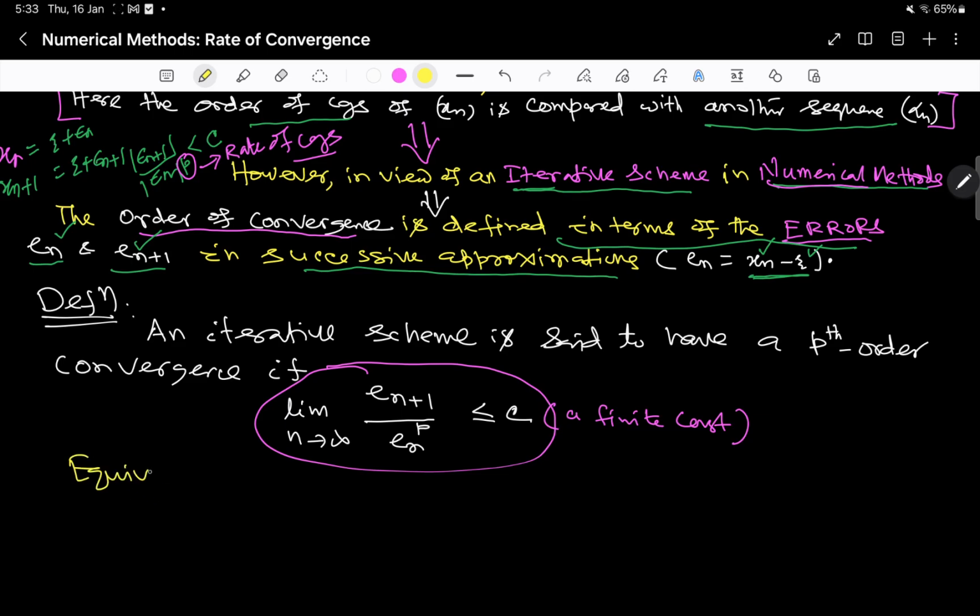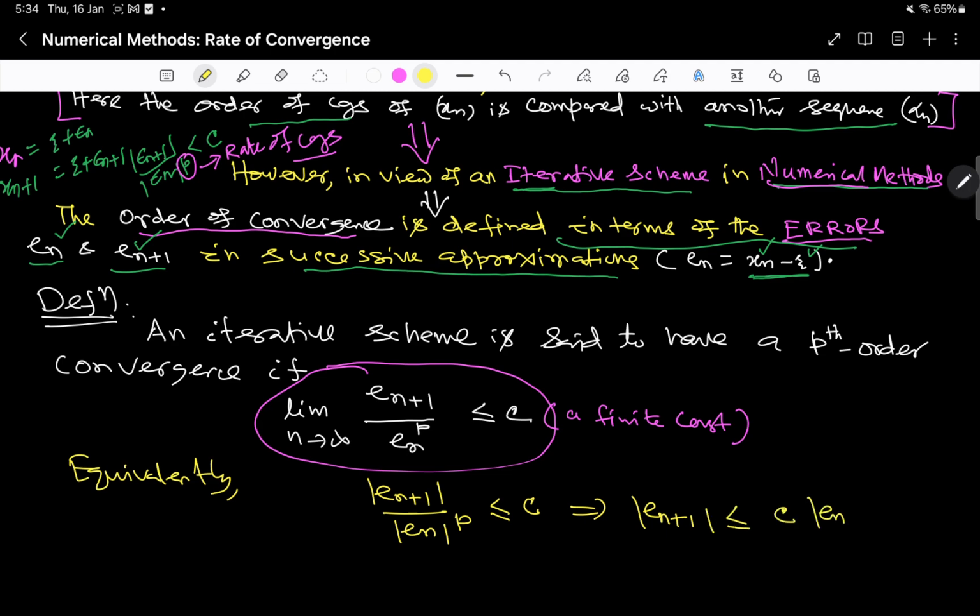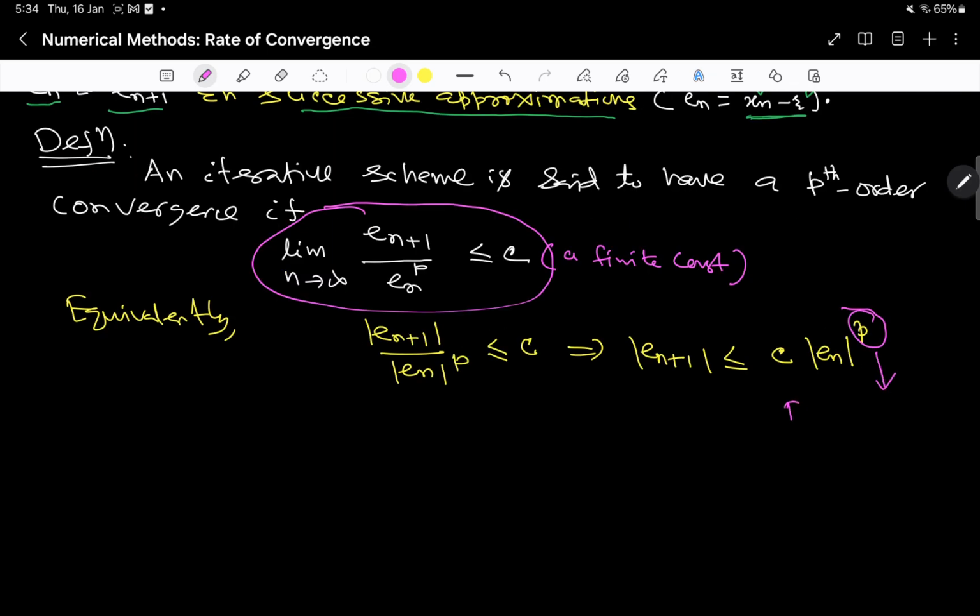Equivalently, I may write it as |e_{n+1}| / |e_n|^p is less than or equal to some constant c, or the same thing, |e_{n+1}| is less than or equal to some constant times |e_n|^p. Then this p here is called the rate of convergence, or order of convergence, or the speed of convergence.